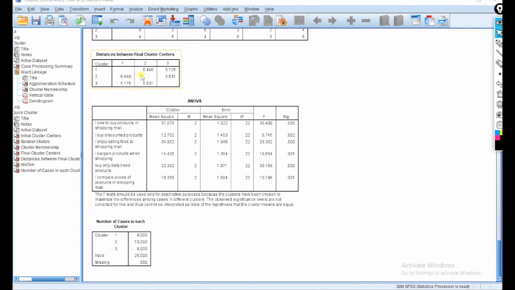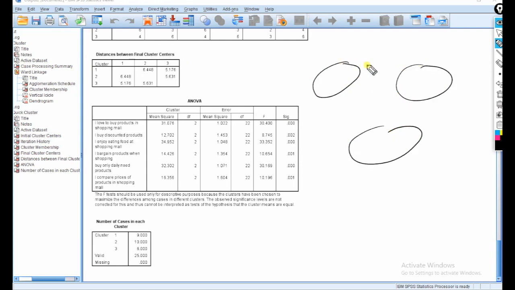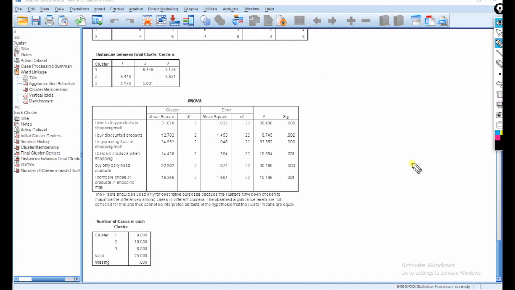The final distance between clusters: there are three clusters, cluster 1, cluster 2, cluster 3. The distance from cluster 1 to 2 is 6.448, and to 3 the distance is 5.176, and 2 to 3 the distance is 5.633. It's a symmetric matrix. Now what is the purpose of this table?